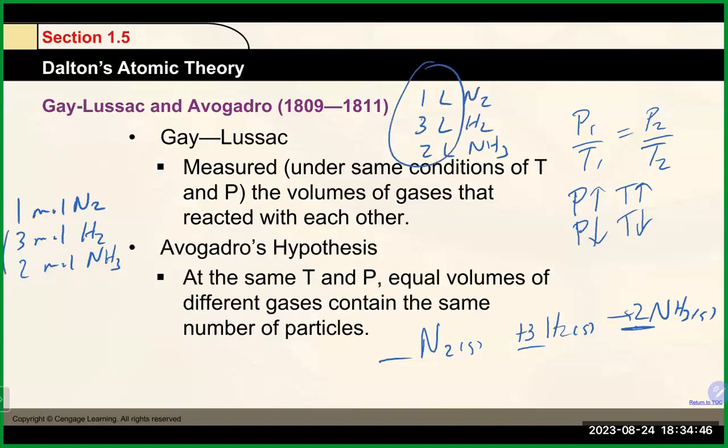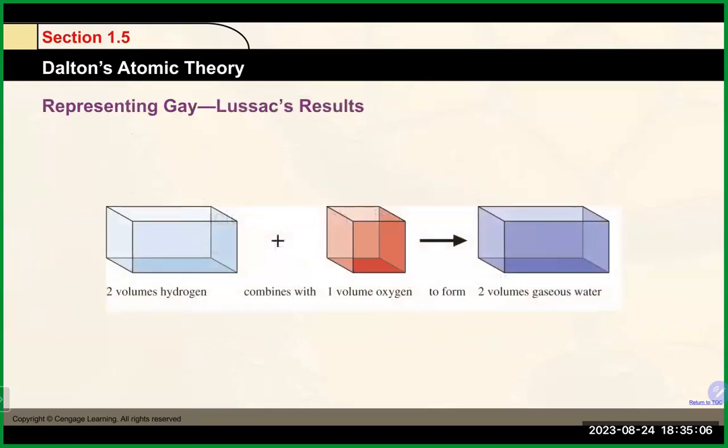So Avogadro's law, under these specific conditions, where it's a gas reaction occurring, all gases are at constant temperature and pressure, and the moles you have is equivalent to the volume you have of each of those gases. Any questions on that? And we'll visit that more, obviously, when we get to gases.